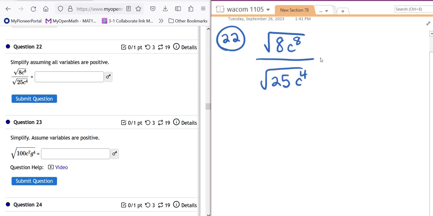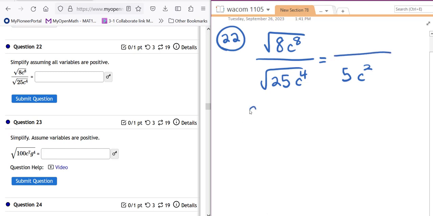This 25c to the 4th is a perfect power. Square root of 25 is 5. For your variable, you're going to divide by the index. 2 will go into 4 2 times. No remainder, so no radical left.